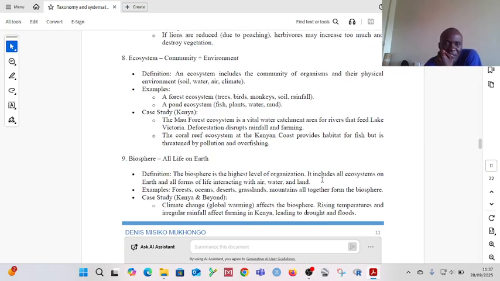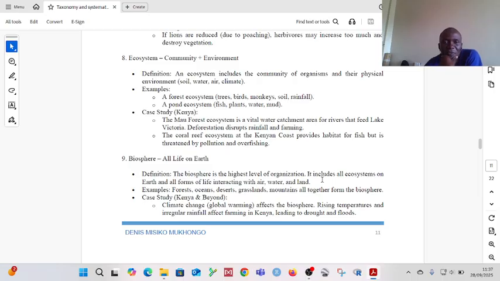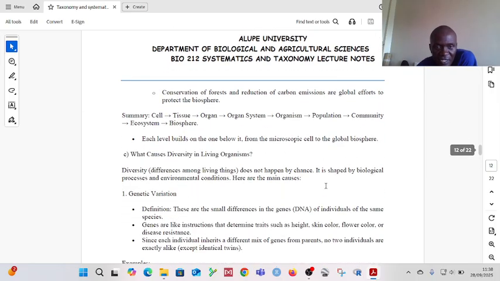Then higher than the ecosystem is the biosphere, which includes all life on Earth. So in a way, the biosphere is the highest level of organization, and it includes all ecosystems on Earth and all the forms of life, be it air, water, and land. How all those forms of life interact. So all the ecosystems, an ecosystem is an environment with a community. Okay. So the biosphere is the entire ecosystems on Earth and all those forms of life that are interacting therein.